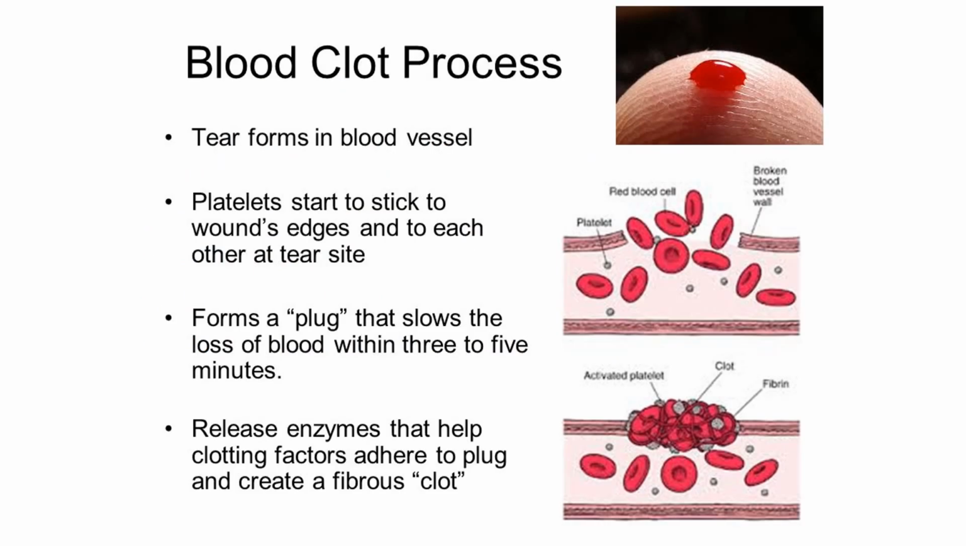And so the process that is involved with the platelets and our blood vessels for blood clots is, when we have a tear that is formed within the blood vessel, the platelets start to stick to the wound edges and to each other at the tear site. And so this is very important for homeostasis because it stops bleeding when a blood vessel is damaged, and so the damage then will also expose collagen fibers in the blood vessel.